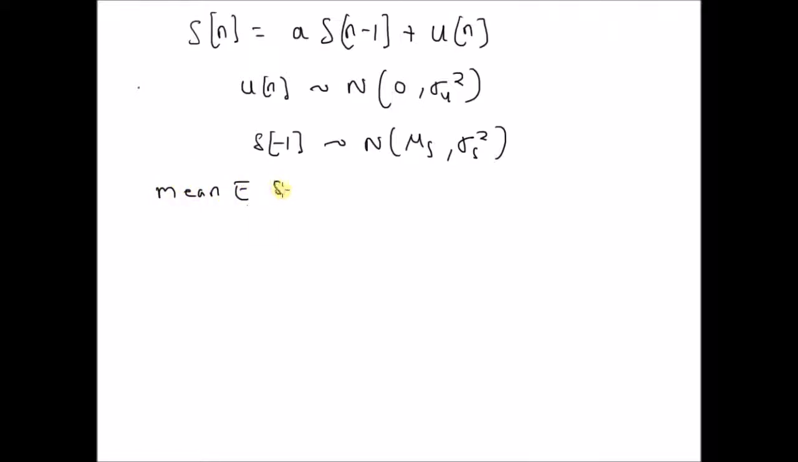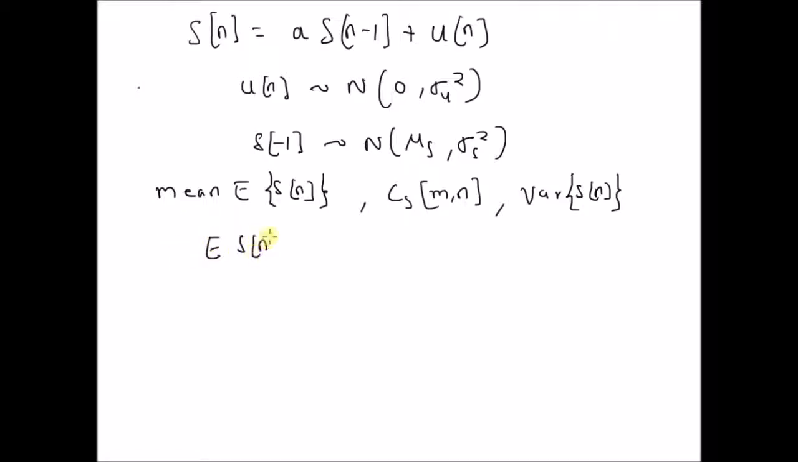It is expectation of S of n in terms of expectations of S of n minus 1, and then covariance of S of n comma S of m, that is denoted as Cs of m comma n, and the variance of S of n. Basically, we have to represent all these quantities in terms of the moments from the previous term, that is in terms of S of n minus 1. So let us look at the mean first.